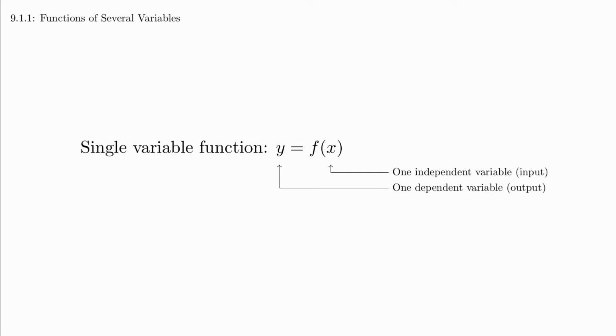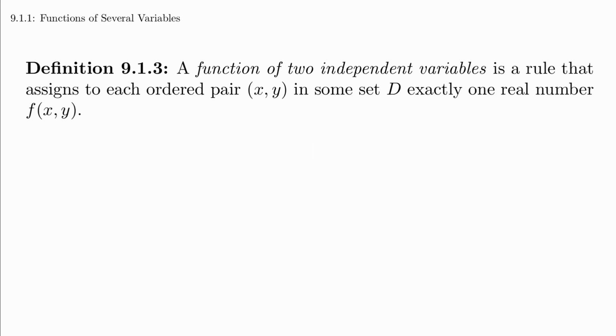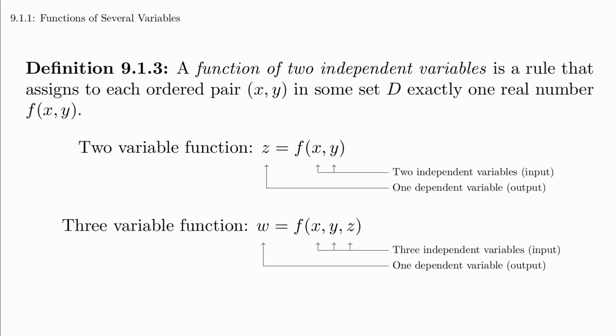Here's the formal definition. Definition: a function f of two independent variables is a rule that assigns to each ordered pair (x, y) in some set D exactly one real number, f of (x, y). There's no reason that we have to stop at just two input variables. We could have three or more independent variables, and everything would still work the same. It's just that these are much more difficult to visualize, and so we'll primarily be sticking with two variables.